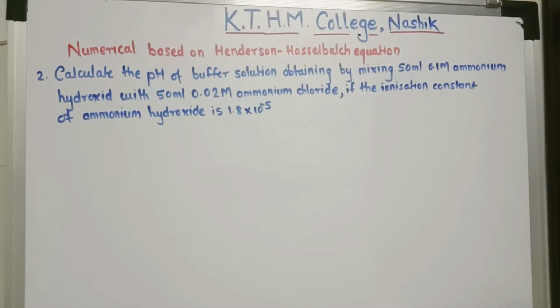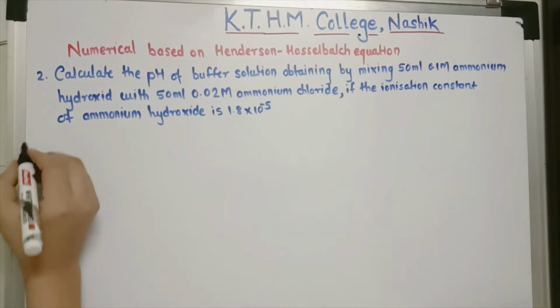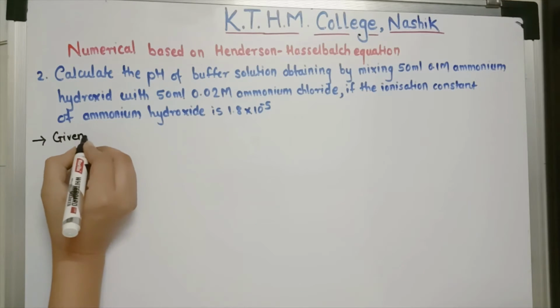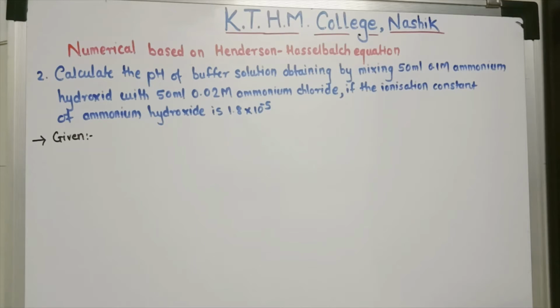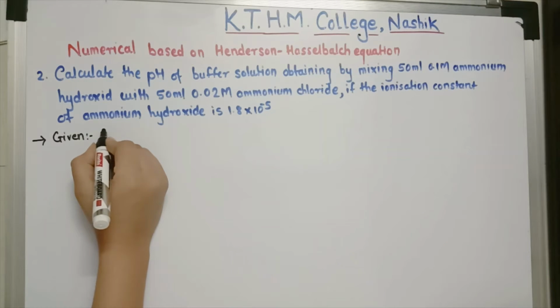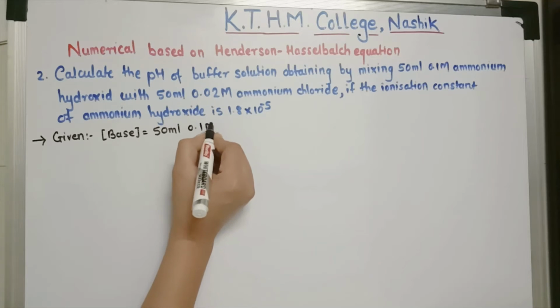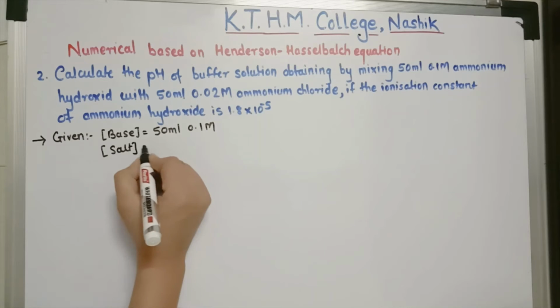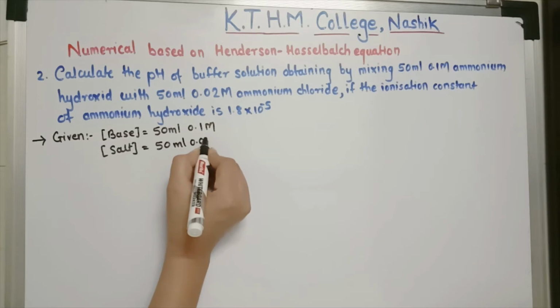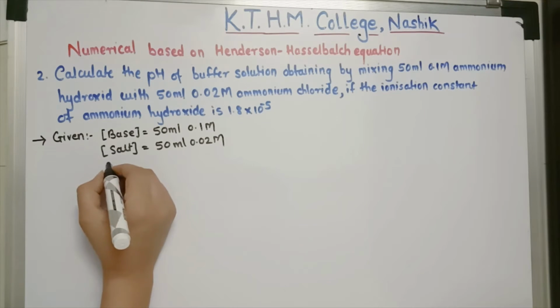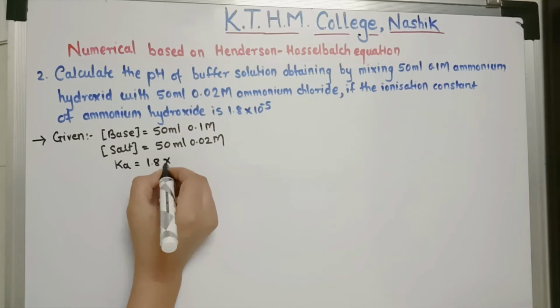Calculate the pH of the buffer solution obtained by mixing 50 ml of 0.1 molar ammonium hydroxide with 50 ml of 0.02 molar ammonium chloride, if the ionization constant of ammonium hydroxide is 1.8 into 10 raised to minus 5. Again we will write the given things. Now here see, the concentration is given in another form, that is, the weak base is taken as 50 ml of 0.1 molar and the salt is taken as 50 ml of 0.02 molar. Okay, these are the given things, and Ka is equal to 1.8 into 10 raised to minus 5.